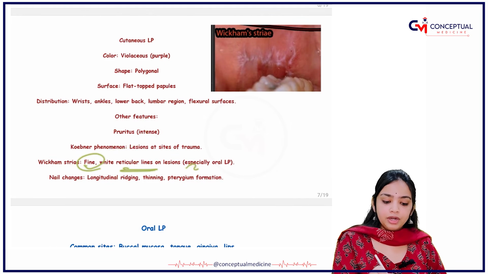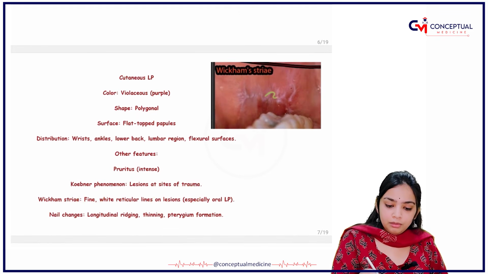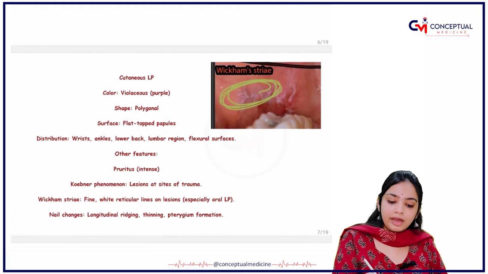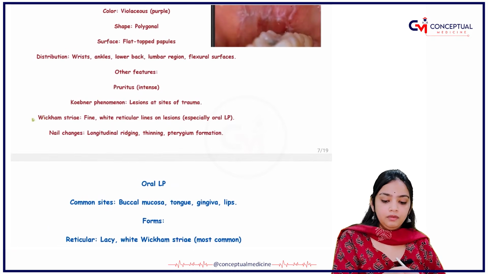Second thing that you have is the Wickham Striae. They are fine white reticular lines on the lesion. See this beautiful figure in your mouth. You are having this white kind of line. These are nothing but your Wickham Striae.